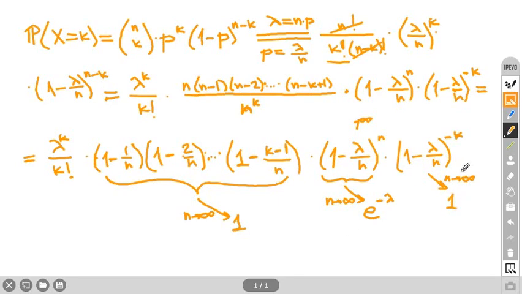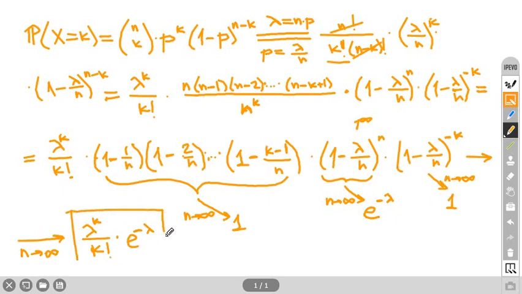And finally, we can calculate the limit of this product, of this probability, when n tends to infinity. So we have lambda to the k over k factorial, and times this is 1, this is e to the minus lambda, and the other one tends to 1.